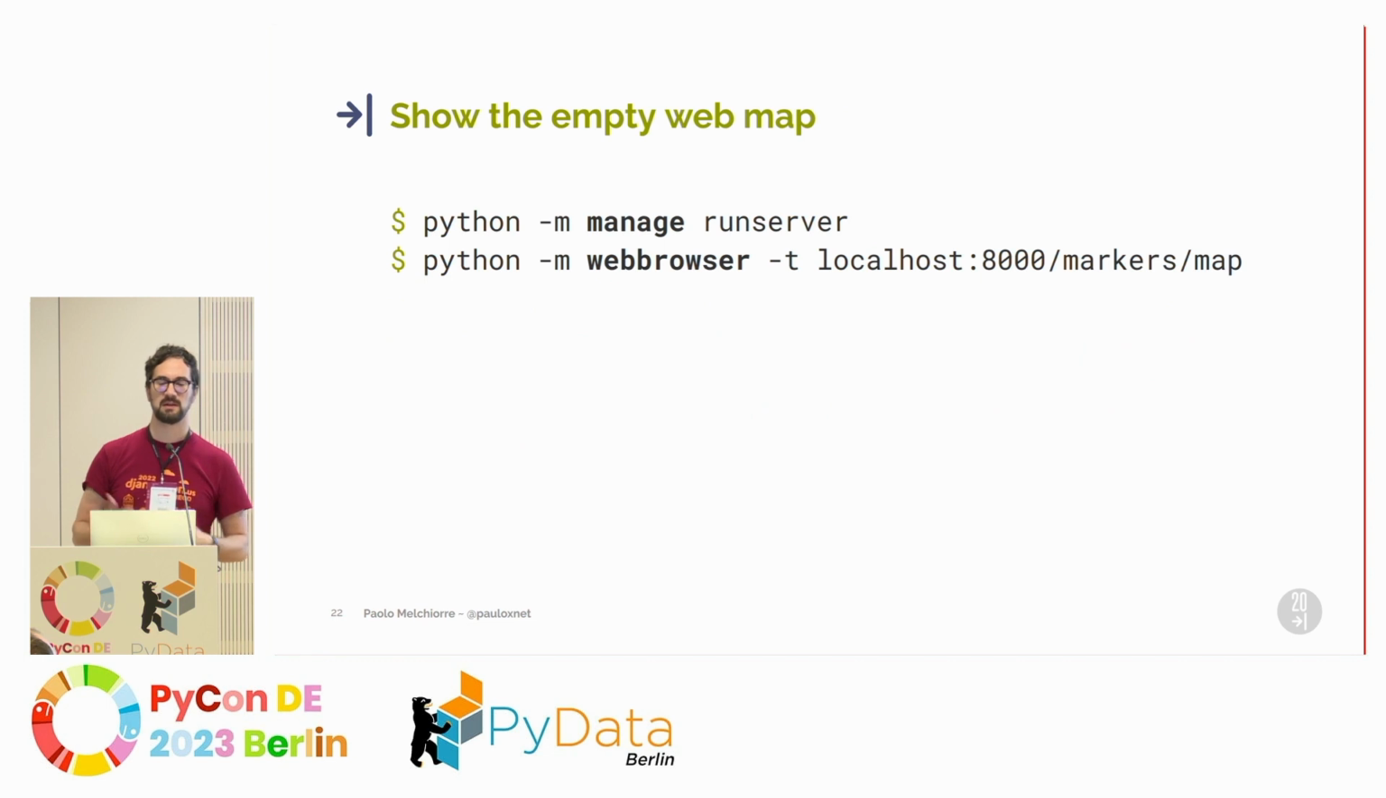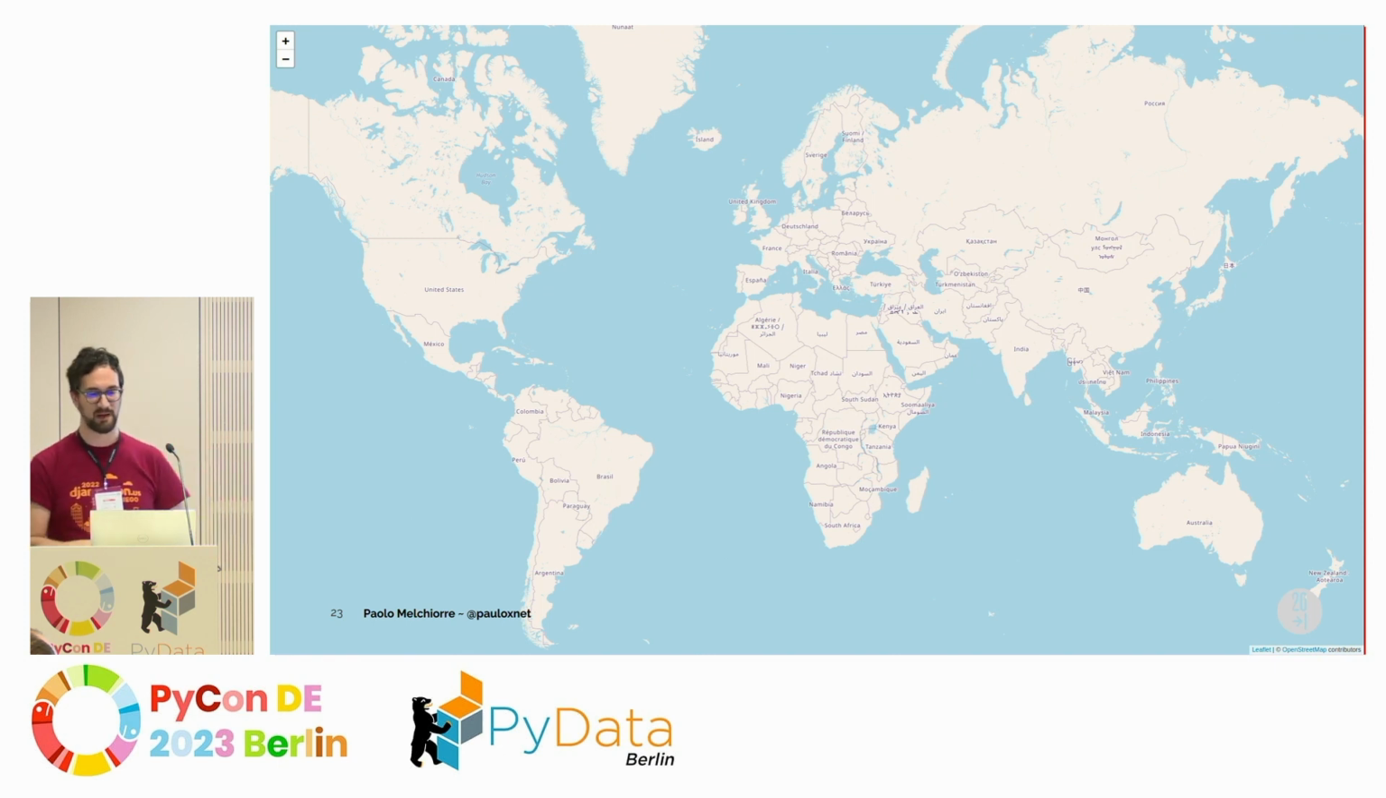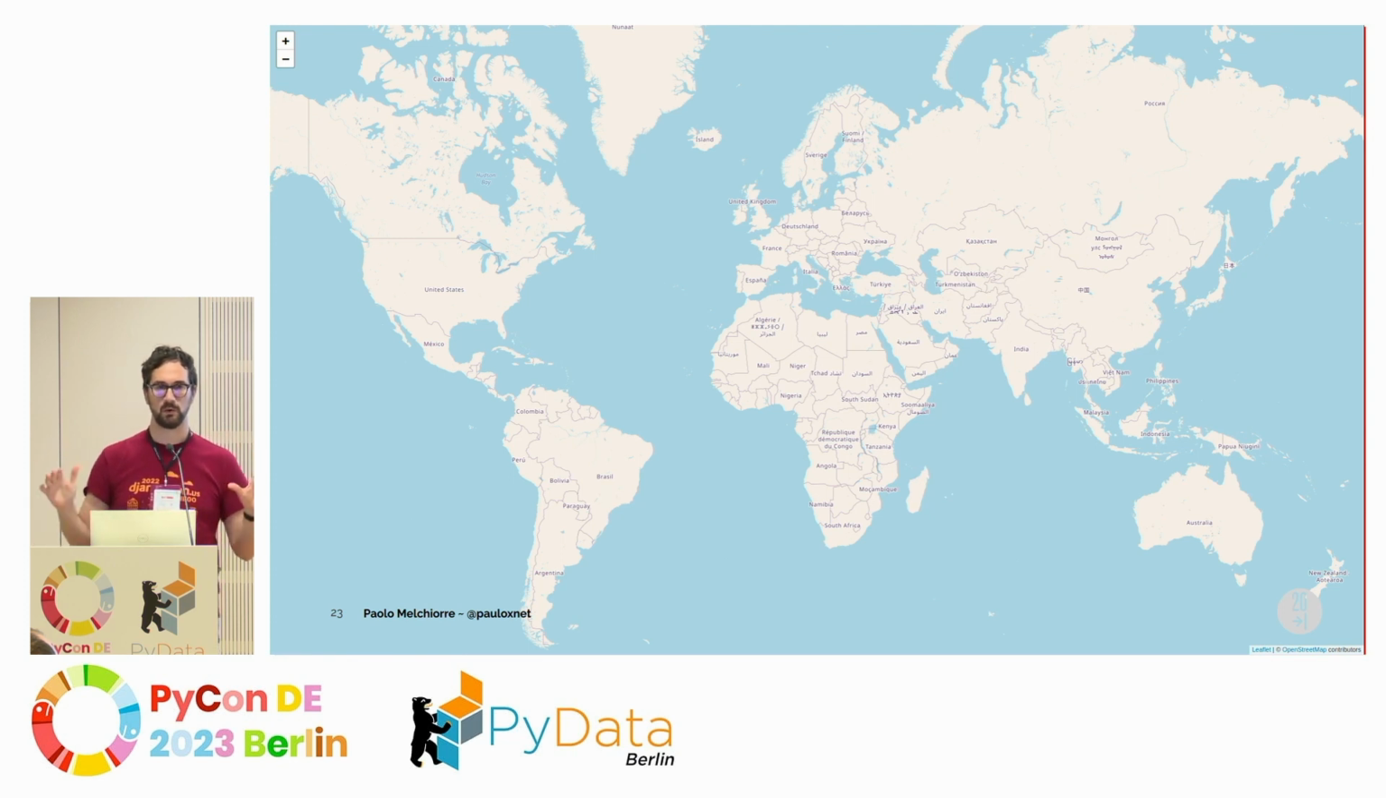We can now start our Django project with the runserver command, and we can finally visit our map page in the browser. So we just created an empty map with Django, and the result is pretty much what you see now. A map without markers showing the whole world.